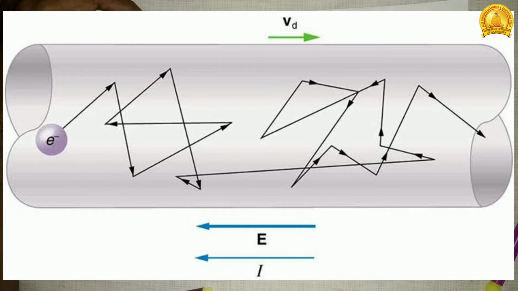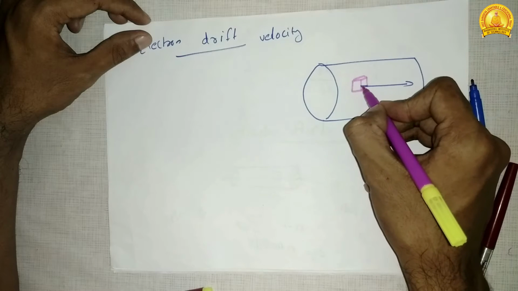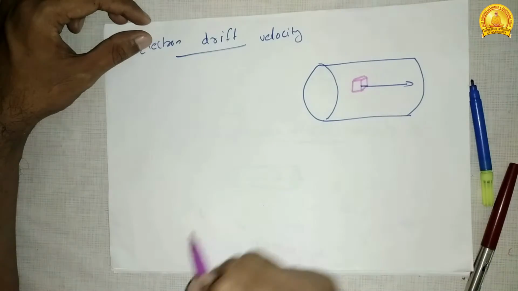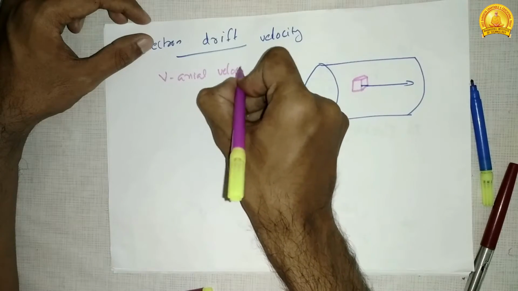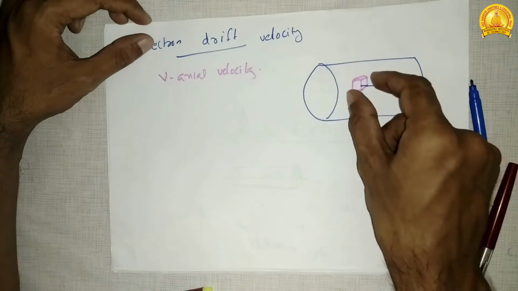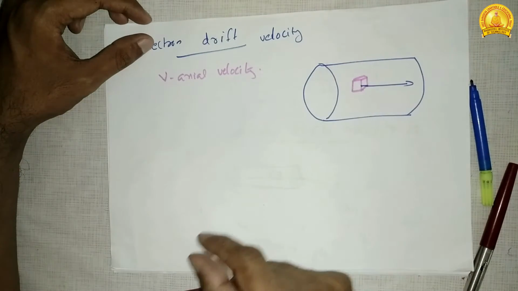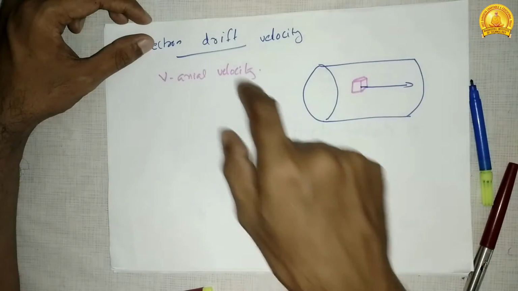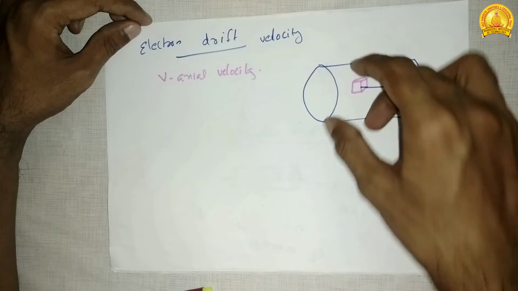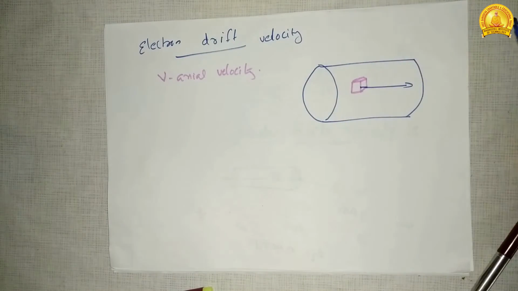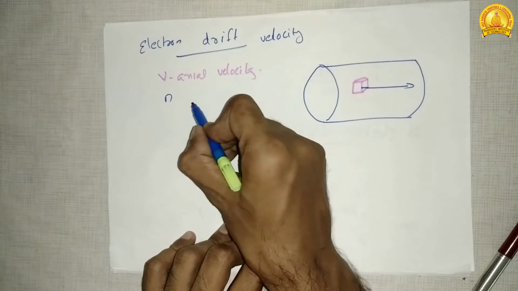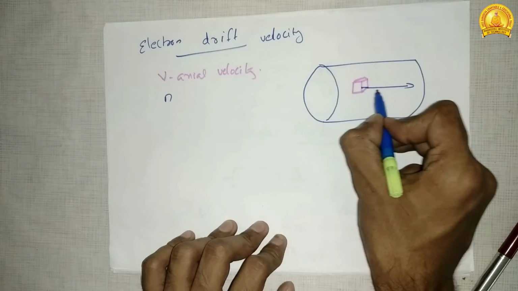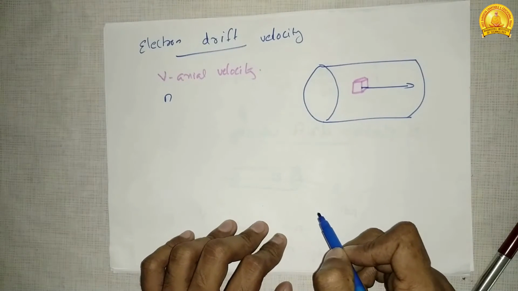The electrons can move in any direction here, so I am taking the velocity in the axial direction. That is what is meant by axial velocity. v is the axial velocity of the free electrons. So n number of electrons per meter cube, and v is their axial velocity. We have to find the electron drift velocity, so I am considering a small portion of conductor like this, with n free electrons per meter cube moving at an axial velocity of v meter per second.